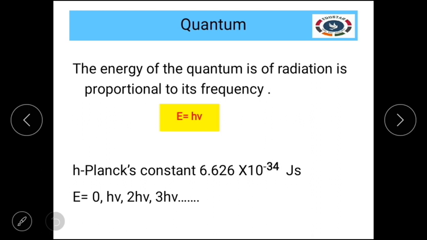Likewise, the rest of the stuff, the photoelectric effect and the dual nature, all other stuff will be discussed in the future classes.